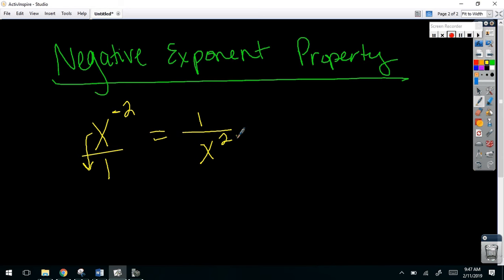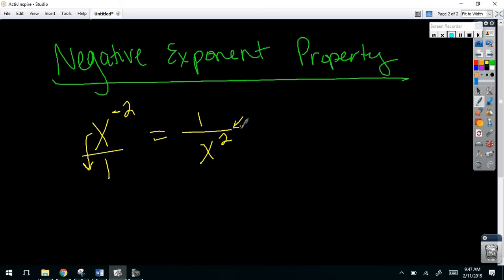Just flip it and it becomes positive. When it flips over this line, it changes the sign of it. Okay? You'd keep it where it is. I mean, technically you could, you're just going backwards. This is the same thing as x to the negative 2.